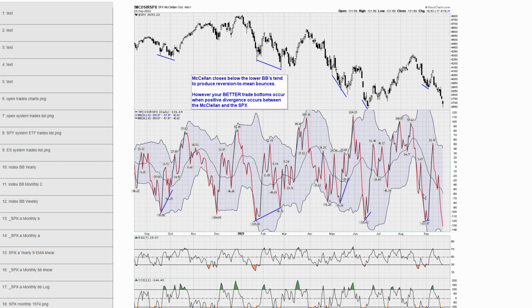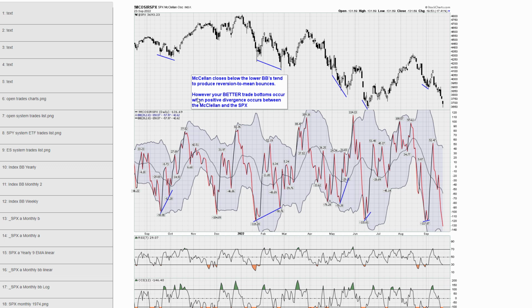Next. Chart 37, here's the McClellan Oscillator. Okay, it closed at the lowest level for this year. The same for the NYMO McClellan, which I'm not showing tonight. So it is very oversold. A lot of indicators are very oversold, but take a look at my comments here. Whenever the McClellan closes below its lower Bollinger Bands, you tend to get nice reversion to mean bounce trades.